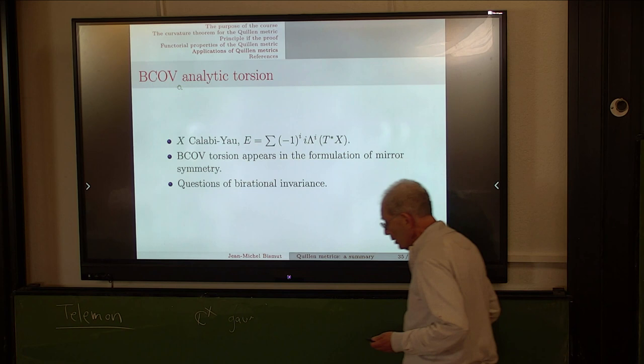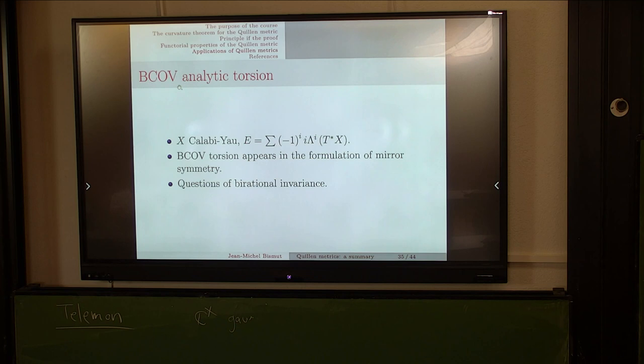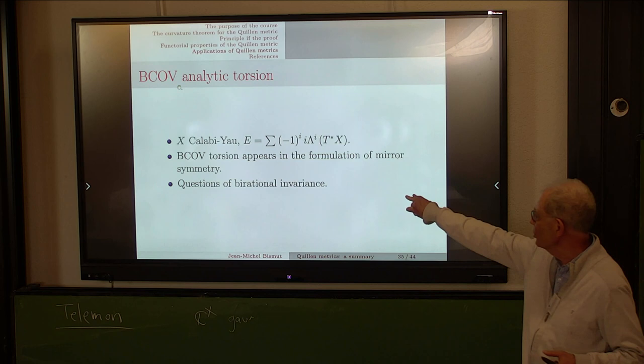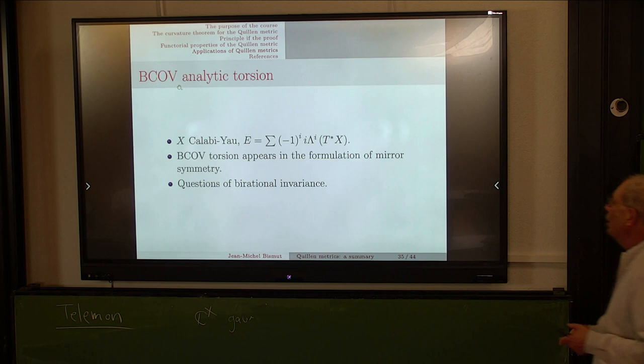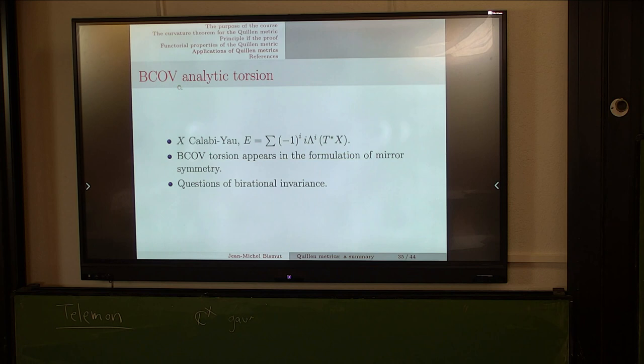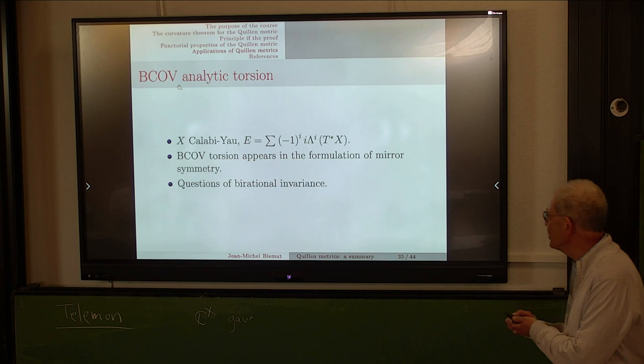So there are many questions involving BCOV torsion. Again, in the paper of Bershadsky and so on, you know that the coefficients of the expansion of this BCOV torsion at some special point on the moduli space of the considered Calabi-Yau appear in the mirror image as being connected with counting numbers, Gromov-Witten invariants. But mathematically speaking, the question which has arisen recently is a question of birational invariants. Is BCOV torsion a birational invariant of the considered Calabi-Yau manifold?